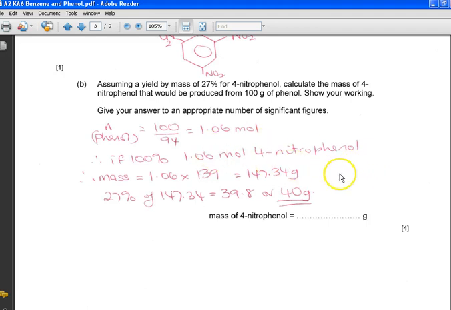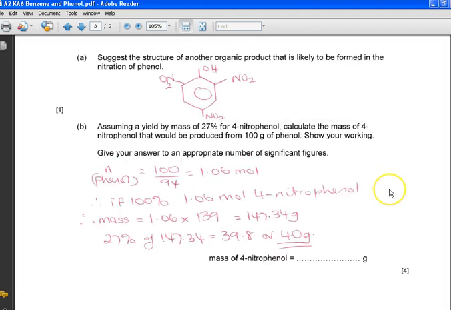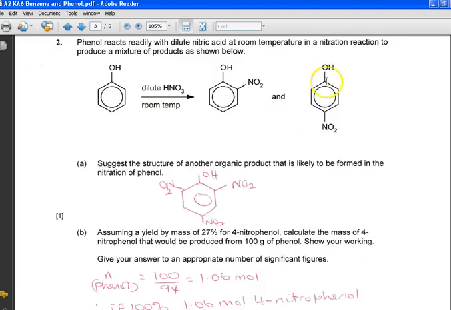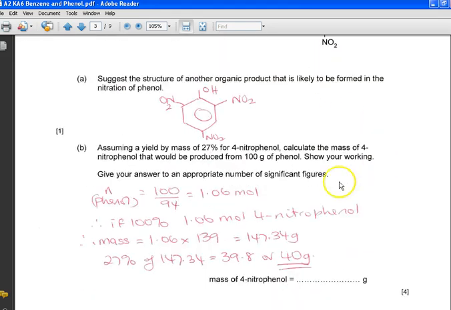This is how I've done it. It's not specifically done like this in the mark scheme, but I find this the easiest way. If you're given the grams of something, work out how many moles, look at the ratio in the equation. So if you had 100% of this being formed, how many moles would be 106? Convert that back to grams and then find 27% of it.